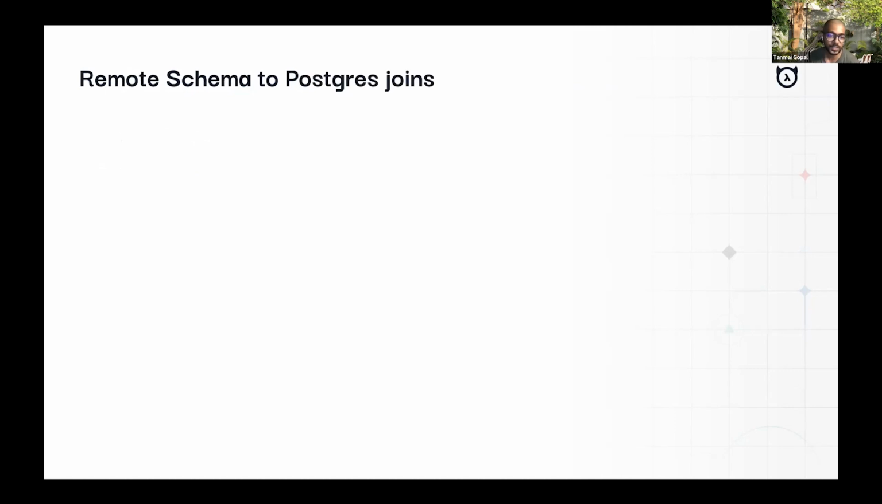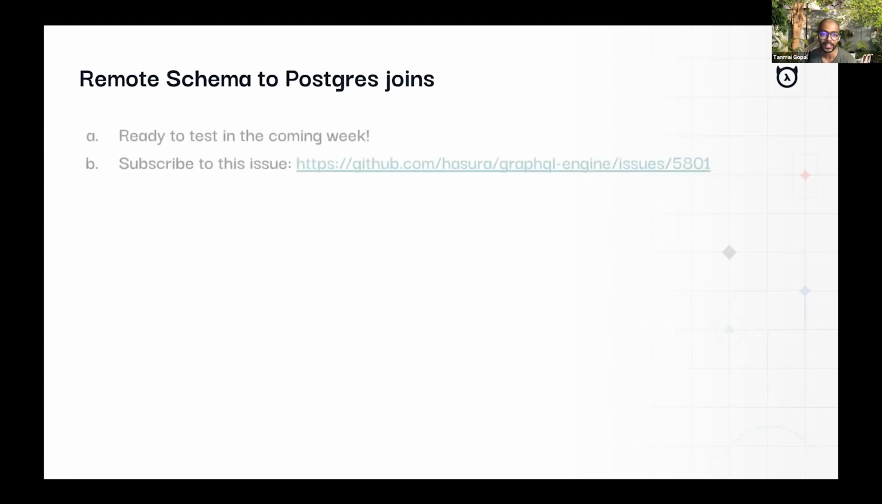Remote schema to Postgres joins, which is something we've all been waiting for desperately. This work is finally nearing completion, and you should be able to start testing it out in the next few days. We're expecting a preview release on Monday, so then you can start using that and testing with it. Do subscribe to this issue from a while ago, so that as soon as we have the PR open, we should be able to start using it for metadata initially and then with console support.